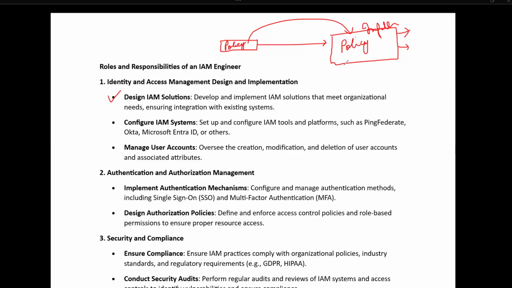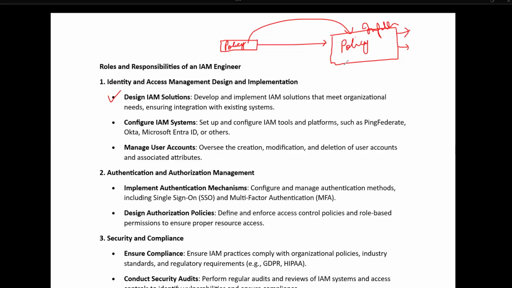So first, on designing an IAM solution, we should be able to develop and implement an IAM solution that meets organization needs and ensures integration with existing systems. All of this should be covered in the way you're designing any solution. Then once you have identified the process and you know what to do next, you should be able to configure an IAM system, such as setup, install, configure Java path, set up the data store, set up policies, basic configuration of a system, Ping, Okta, Entra, SailPoint, anything.